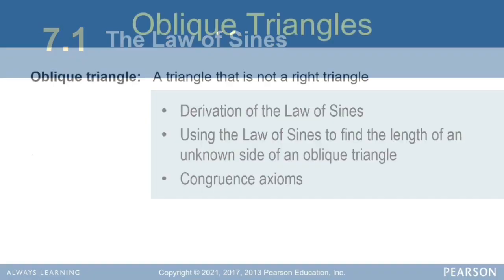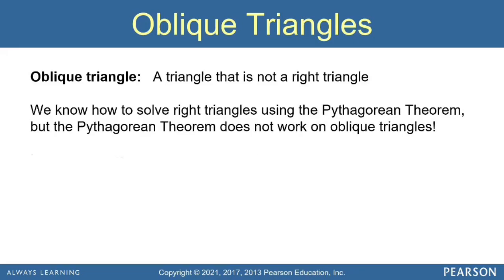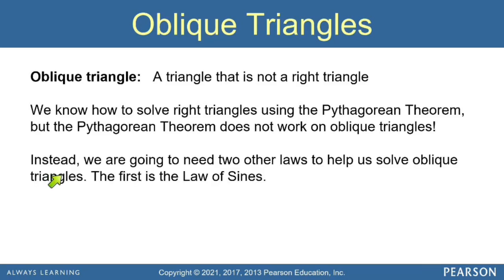Here we go. So first of all, what do we mean by an oblique triangle? Well, an oblique triangle is just a triangle that is not a right triangle. Now, in chapter 2, we talked about how to solve right triangles using the Pythagorean theorem, but we also know that the Pythagorean theorem does not work on oblique triangles. It only works on right triangles. So if we're going to solve oblique triangles, we're going to need two other laws to help us do that, and the first one is the law of sines.